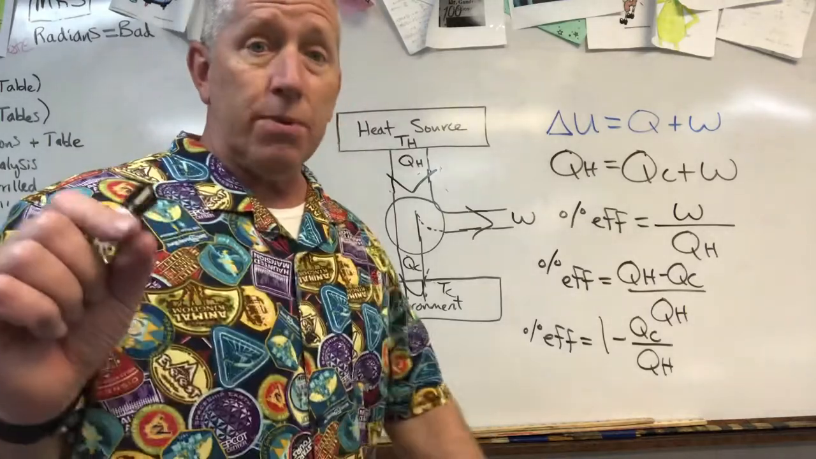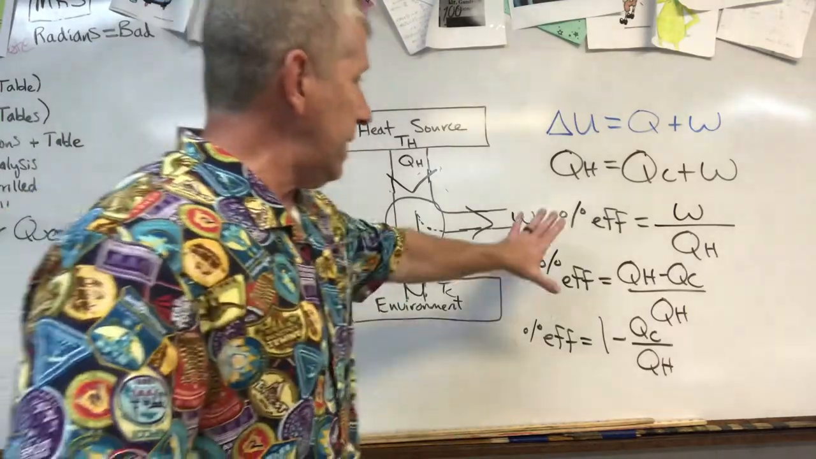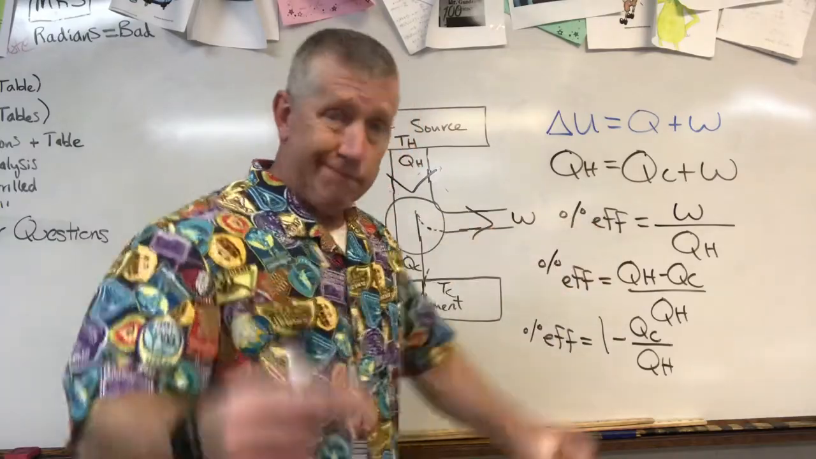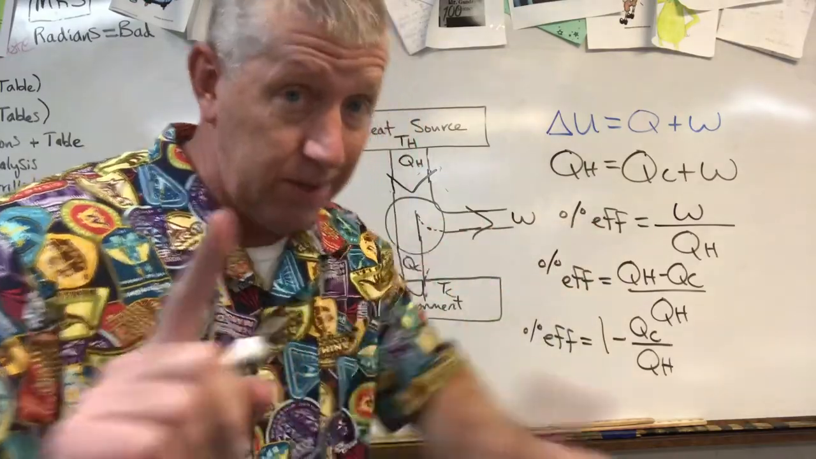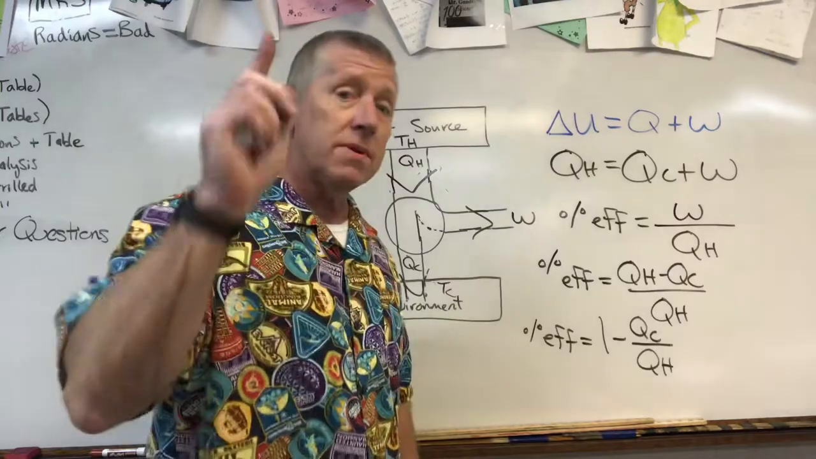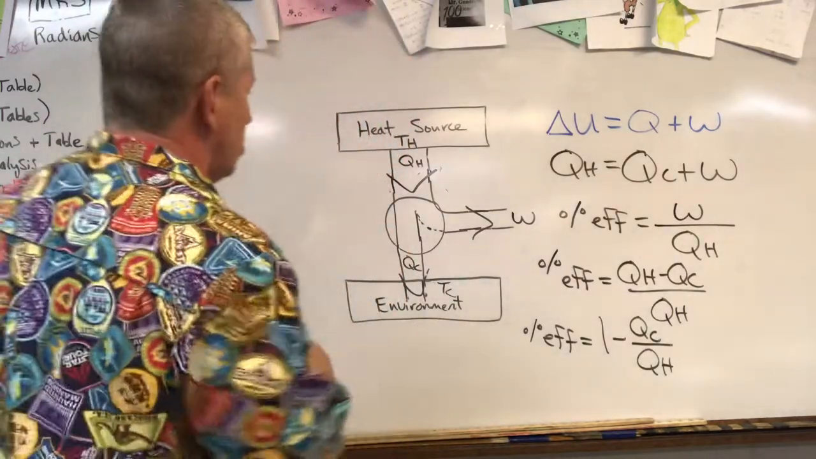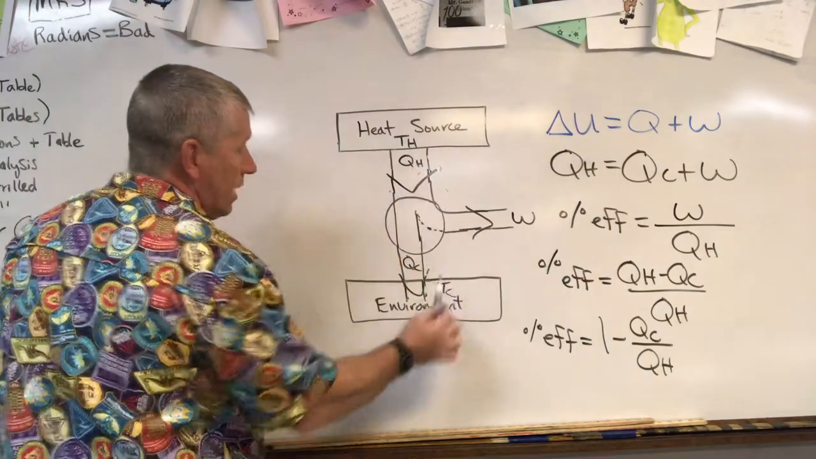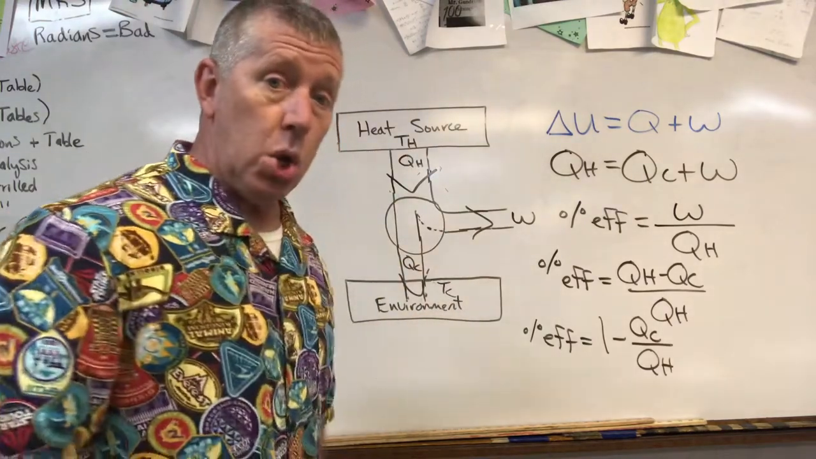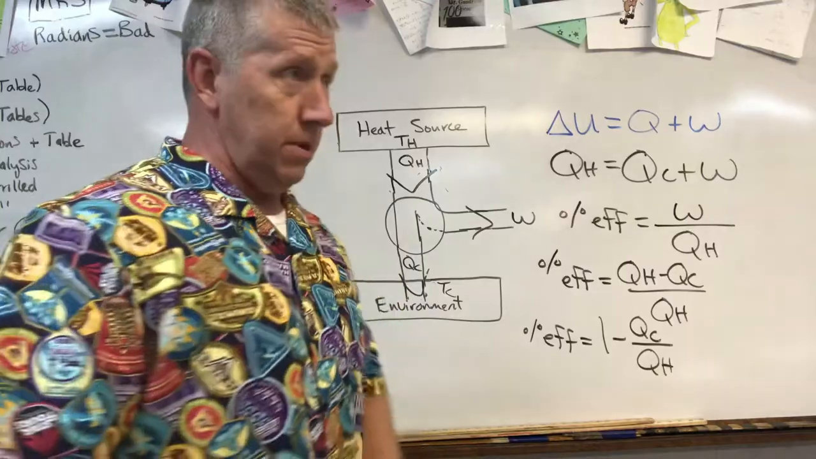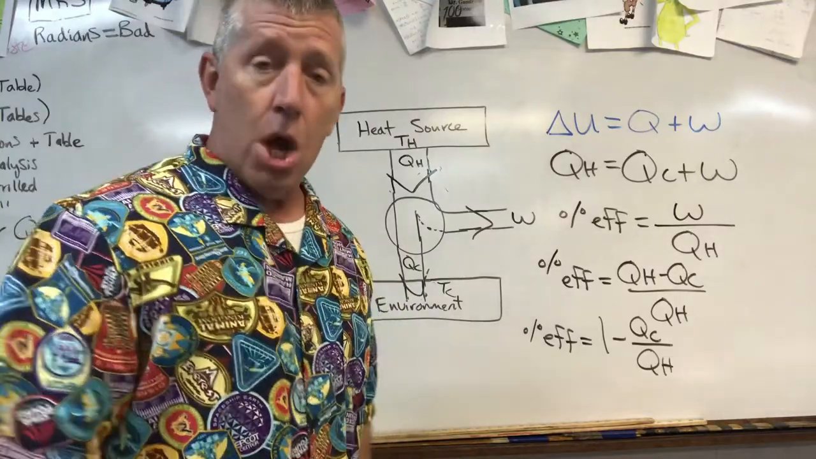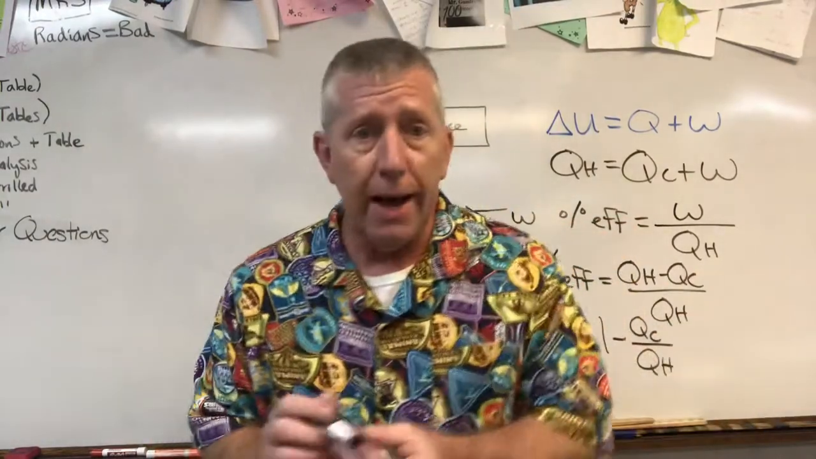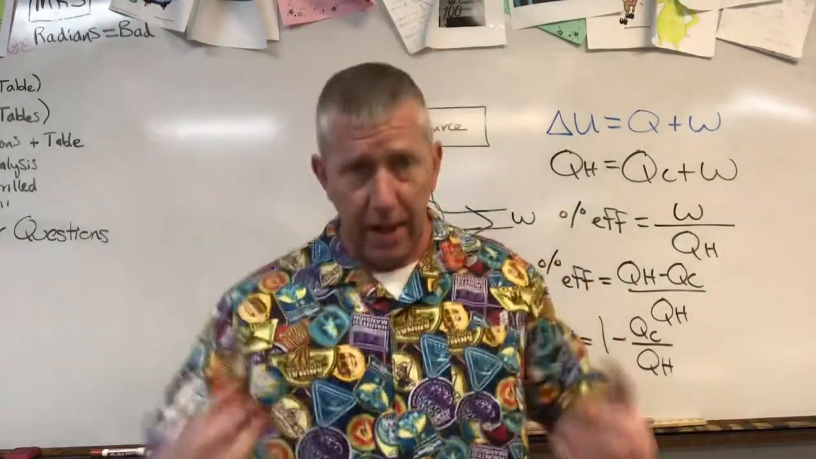There's one more very important one. These are the percent efficiencies using heat and work, using joules, which is energy. But there's one that uses temperatures, because temperature is involved in the heat engine. It's called the Carnot. Carnot was a French guy, about 200 years ago almost now, who was trying to improve the efficiency of heat engines.